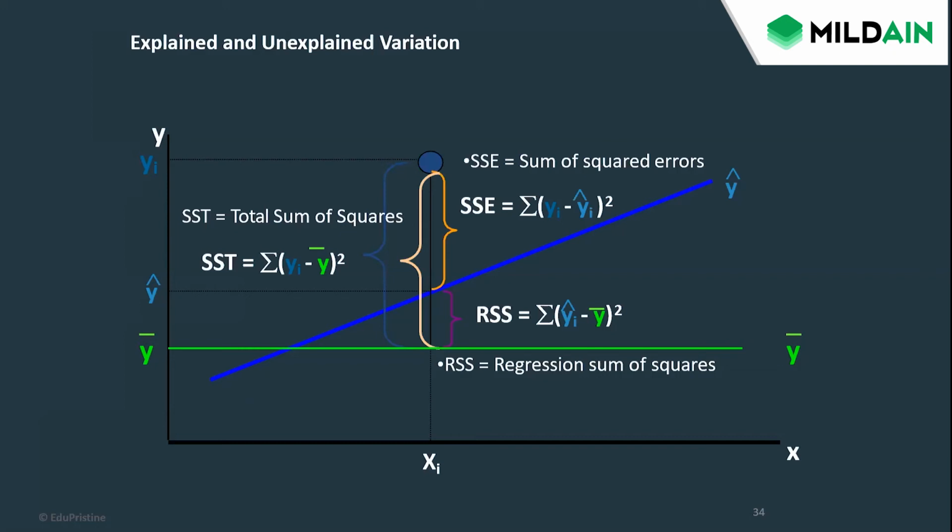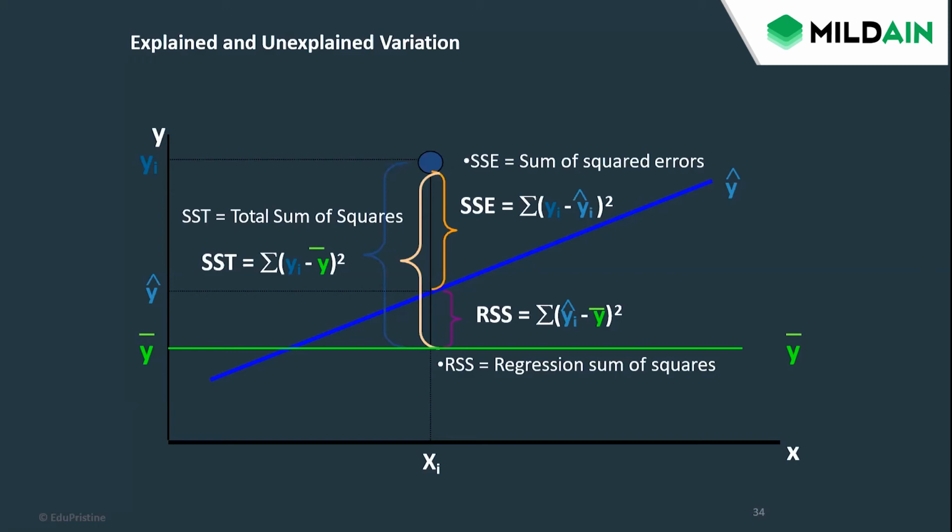What is this SST? That is the total sum of square. Why am I doing sum of square? Because some of the data is lying above the line, and some of the data is lying below my best fit line, that is y cap. So to avoid the negative values, I take the sum of the square, so everything becomes a positive value. That is what SST stands for, total sum of square errors.